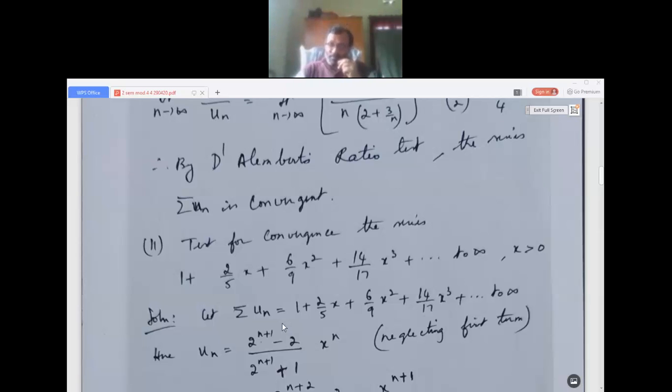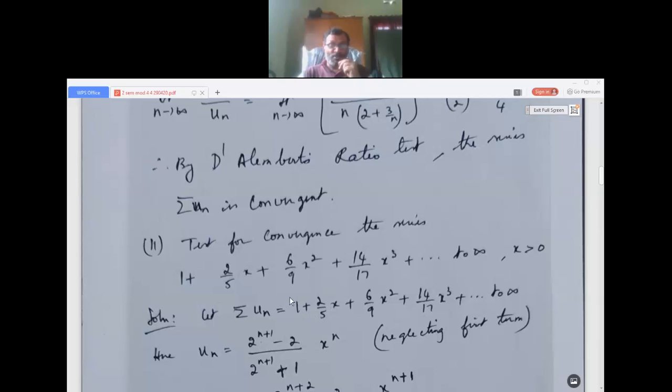So now 2 power n plus 1 minus 2 divided by 2 power n plus 1 plus 1. For example, first term keep as it is, because it is power 0. There is nothing to do with that. Second term, if I have 2 power 2 plus 1, this you take as the first term.